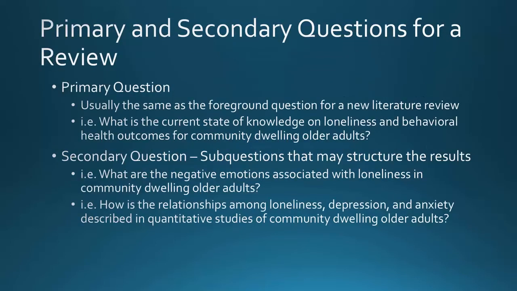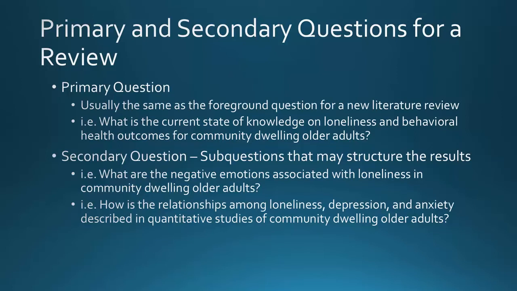Okay. You will see when you get out there, I don't want you to have any confusion about primary and secondary questions, background and foreground questions. The primary question is really the foreground question. So if you're reading some literature and they say, my primary question is this, it's the same as a foreground question. An example for me: what's the current state of knowledge on loneliness in behavioral health outcomes for community dwelling older adults? That is my specific foreground question on the review I'm writing now.